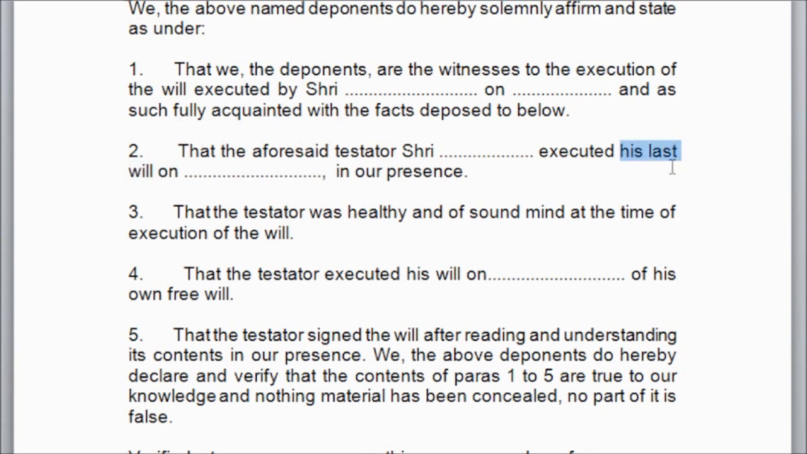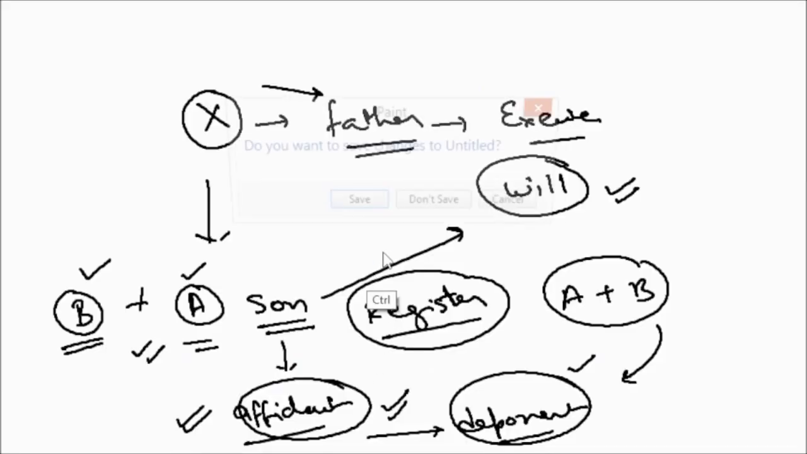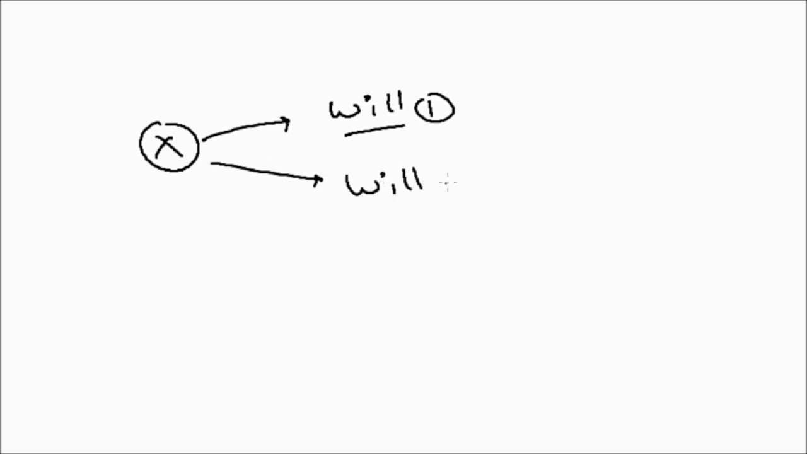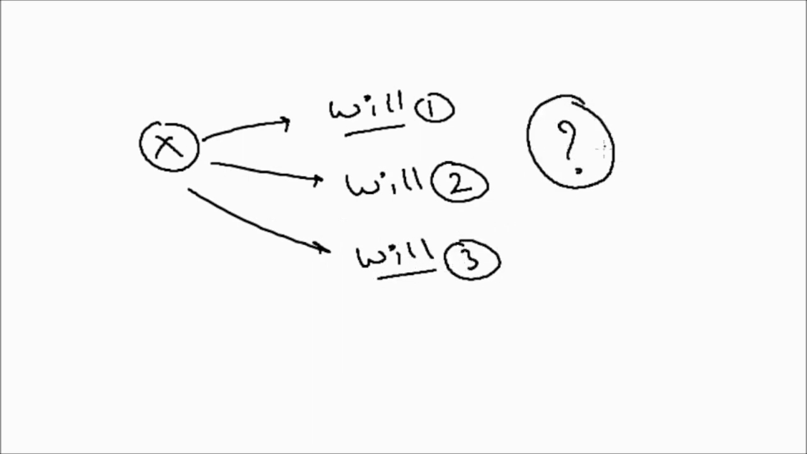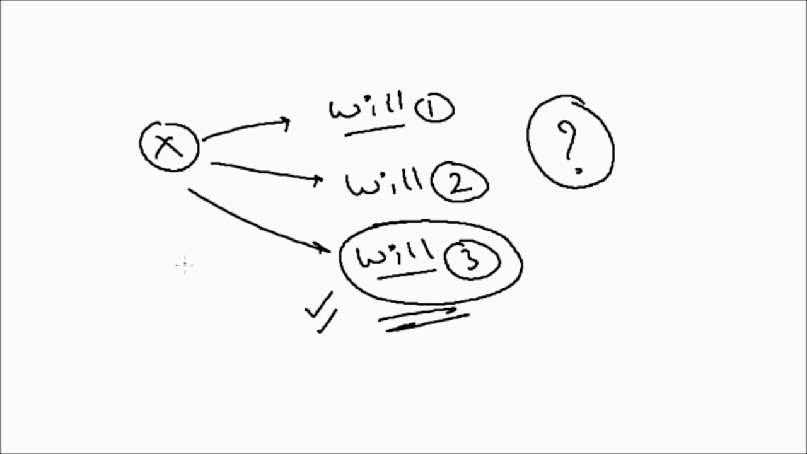The reason that we are mentioning the last will is because a person can make as many wills as he wants. Let's say X made will 1, and in his lifetime he made another will 2, and another will 3. Now the question arises, which will do we follow, or which is the real will? We only consider the latest or last will before the death of X. So if X dies after the third will, the third will supersedes the second and first will. This will be considered valid, not the first and not the second.